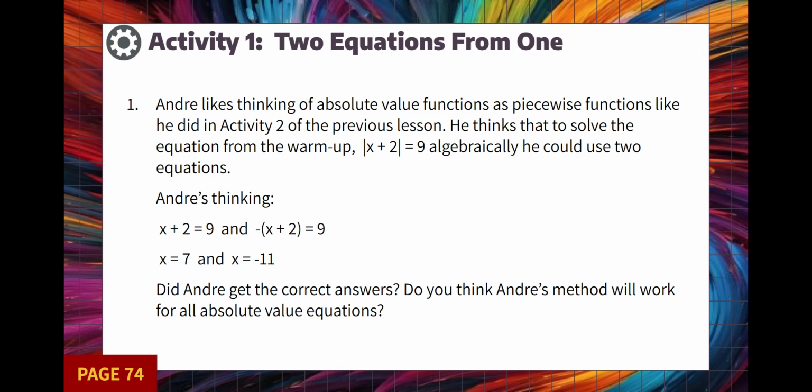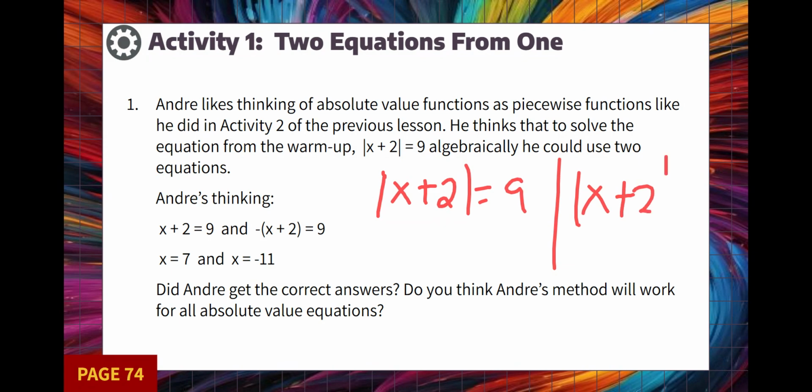If you remember what I did in your warm-up, I said absolute value of x plus 2 equals 9 and absolute value of x plus 2 equals negative 9.